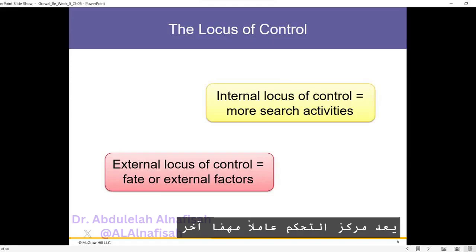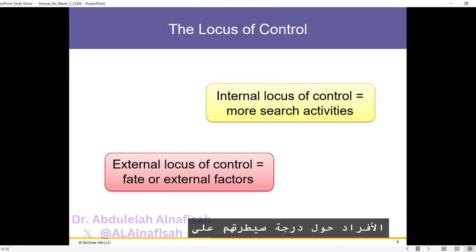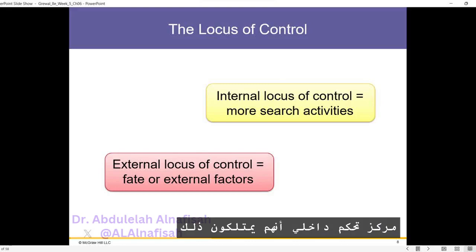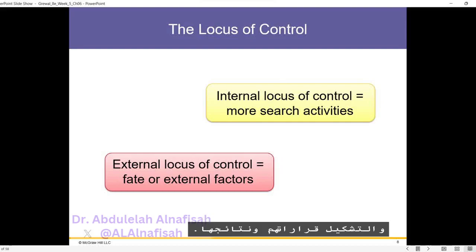Locus of control is another important factor that influences the consumer search process. Locus of control refers to individuals' beliefs about the degree of control they have over the outcomes of their actions and events in their lives. Consumers with an internal locus of control believe that they have control over the outcomes of their actions. They perceive themselves as having the ability to influence and shape their own decisions and outcomes.